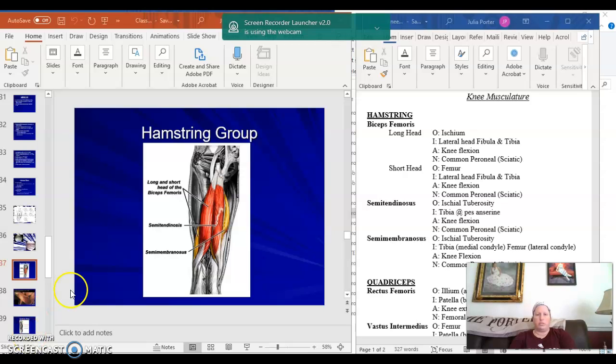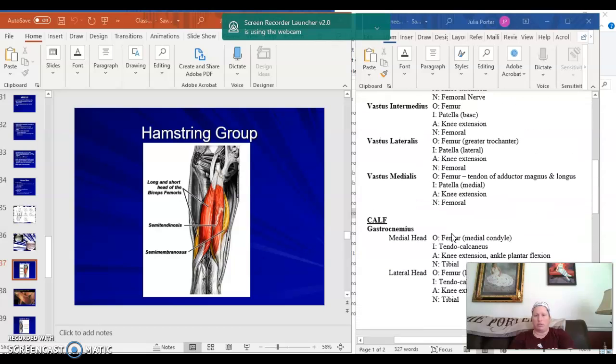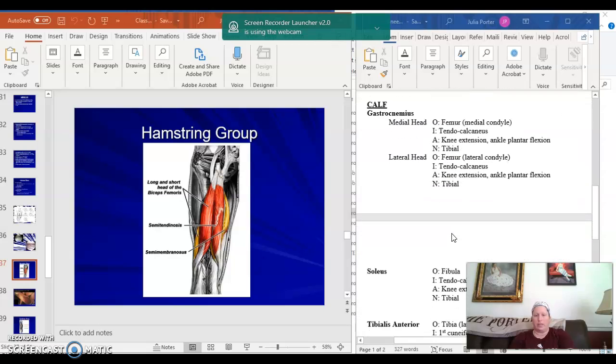All right, moving into the muscles, continuing on in our soft tissue section. Over here to the left in the PowerPoint is what you will be creating this week. With the muscle sheet that is in Canvas for you, you will have all of this information here on the hamstring, the quadricep, and the calf.